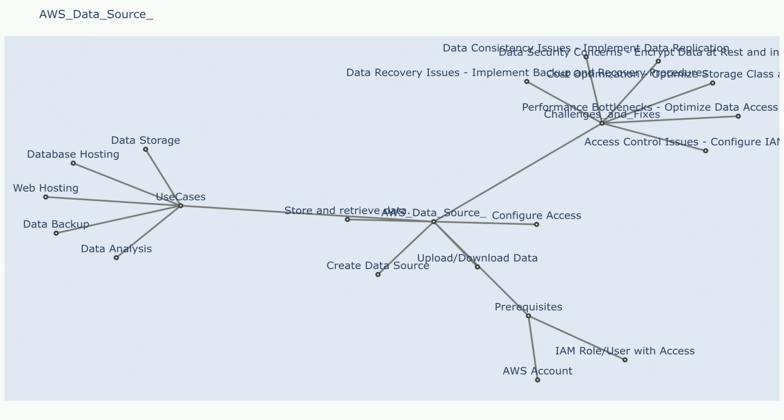Data security concerns. Fixes: encrypt data at rest and in transit. Use encryption features provided by the data source to protect data both when it is stored and while it is being transmitted. Data consistency issues. Fixes: implement data replication. Utilize data replication features to ensure data is consistently available across multiple regions or availability zones.